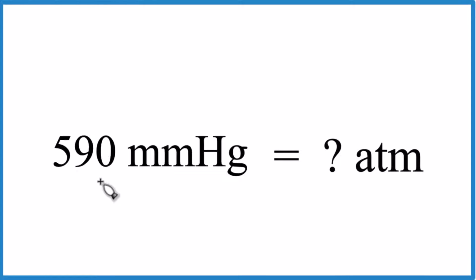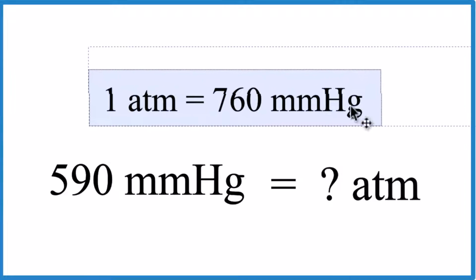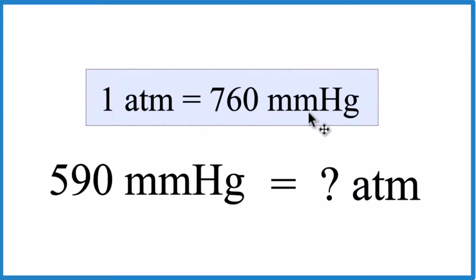So if you want to convert these 590 millimeters of mercury to atmospheres, here's how you can do that. What you need to know first is that 1 atmosphere is 760 millimeters of mercury. This is our conversion factor, and we'll use it when we convert our 590 millimeters of mercury to atmospheres.